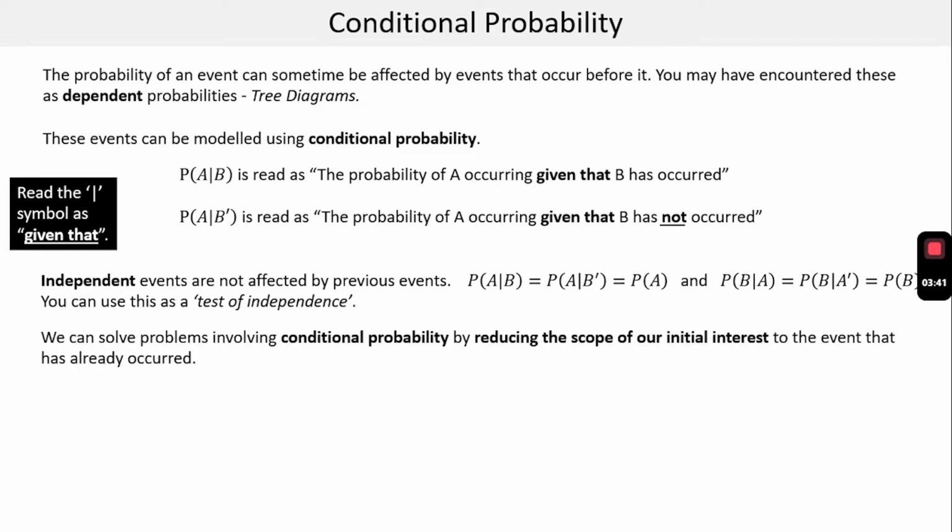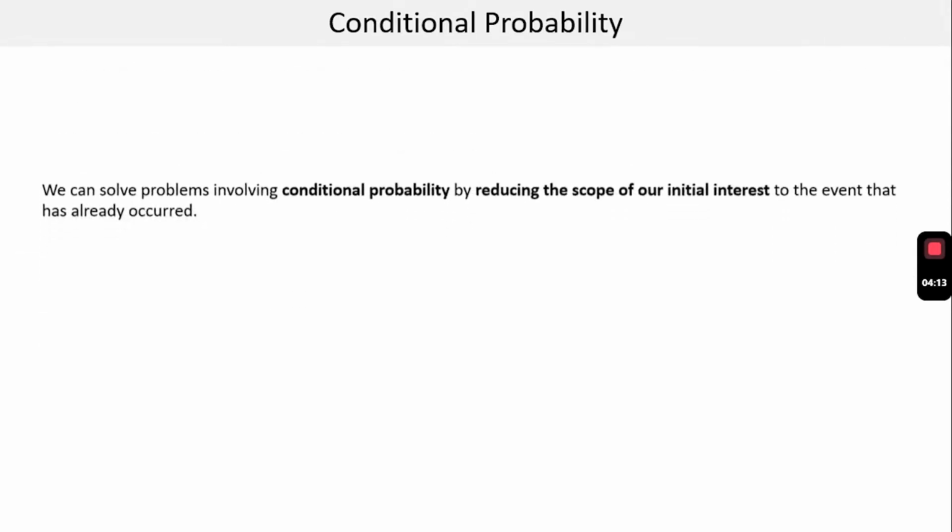We're going to go ahead and look at how to solve some problems involving conditional probability. And the concept I want you to understand is that we're reducing the scope of our initial interest. Instead of being interested in the entire set, we're now interested in a smaller subset. If we're finding the probability of A given B, I've reduced my initial interest to just set B. Okay, let's have a look.